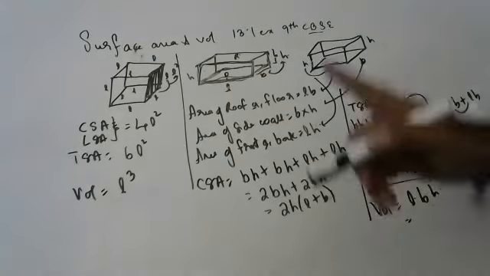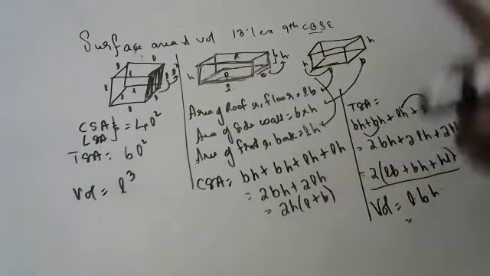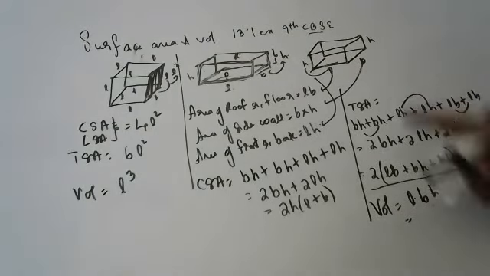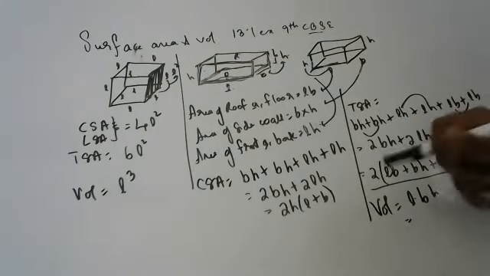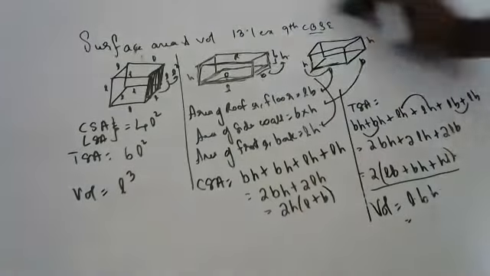So CSA means four walls. TSA means four walls, up and down. Again, CSA means four walls of a room. TSA means four walls, up and down. Chalo, children, first sum. We'll be using the respective formulas wherever required. The first sum, all of you, please check.